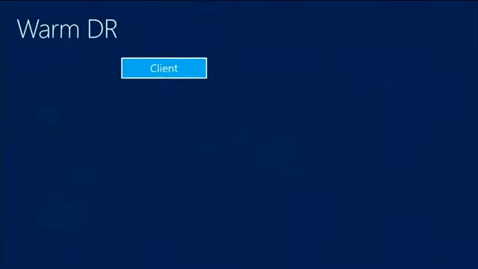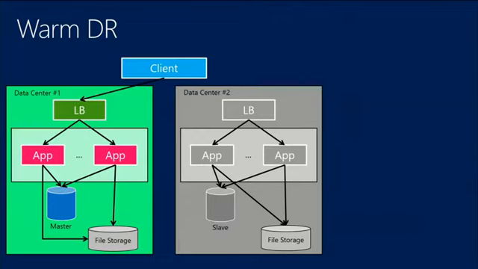It's extremely important. Another thing is warm DR. What's the difference? The difference is, while in cold DR, I didn't have anything already prepared. I didn't have a replica of my application running. In warm DR, I actually have. And so basically what happens is I have two data centers, and I have replication between them. For this replication, for example, we can use SQL Data Sync.